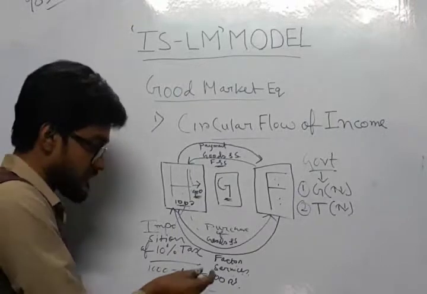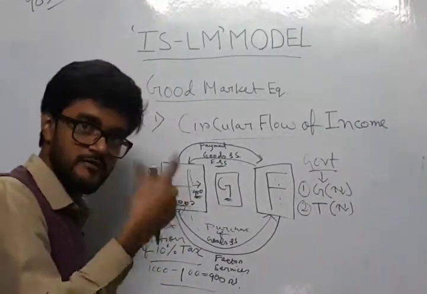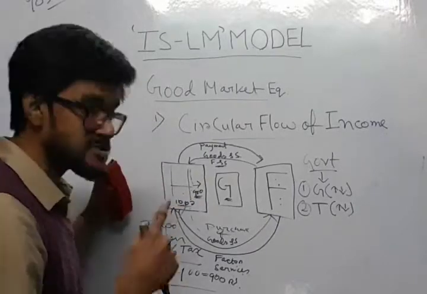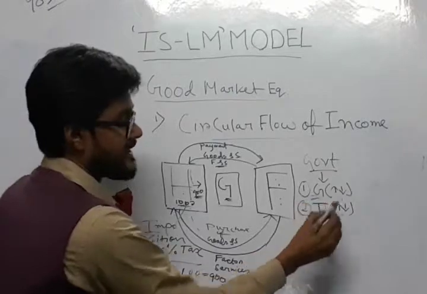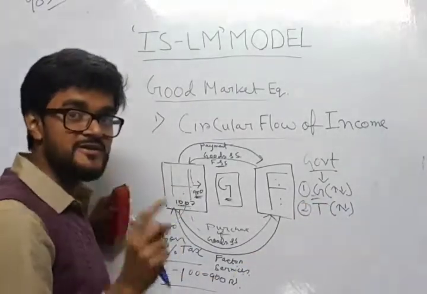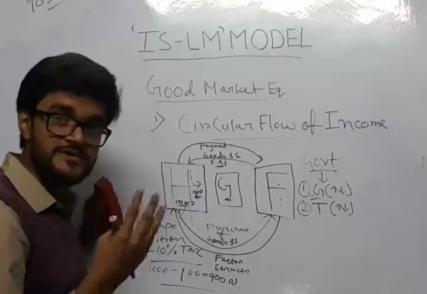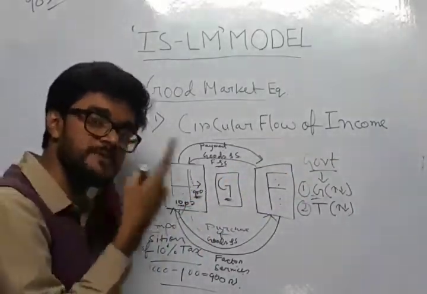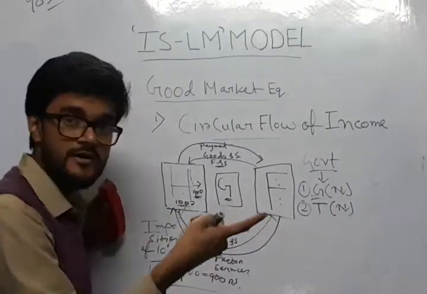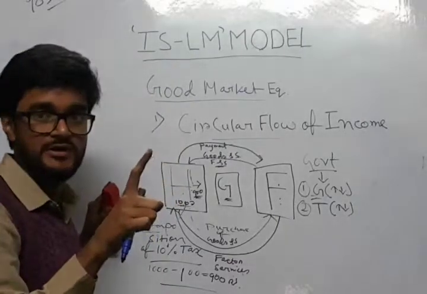Now this decrease in income from the circular flow has to be compensated by an equal amount of increase in government expenditure. That is, the 100 rupees that the government has collected from the household has to be paid back to the economy through different means, which is known as government expenditure.